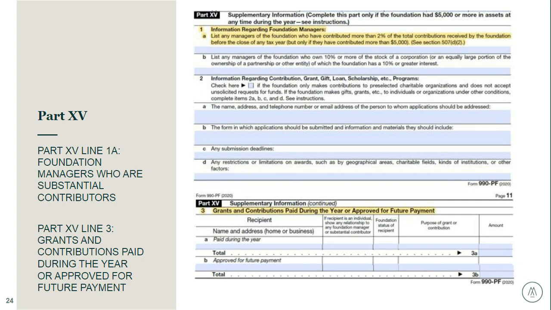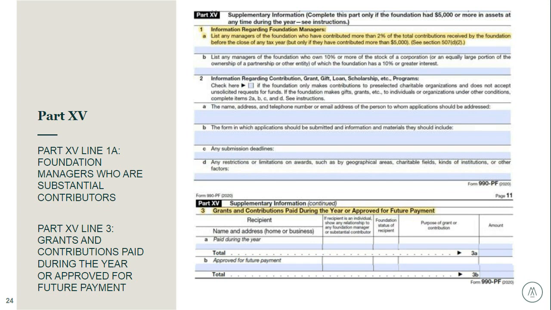And then for the grants and contributions paid during the year or approved for future payment, this has been condensed. We usually see half a page for paid during the year, half a page for future. Obviously, there will be supplemental schedules that will go with this that software programs will allow. So it's not that you have to limit your input to this. They've just shortened it up on the actual core part of the form.